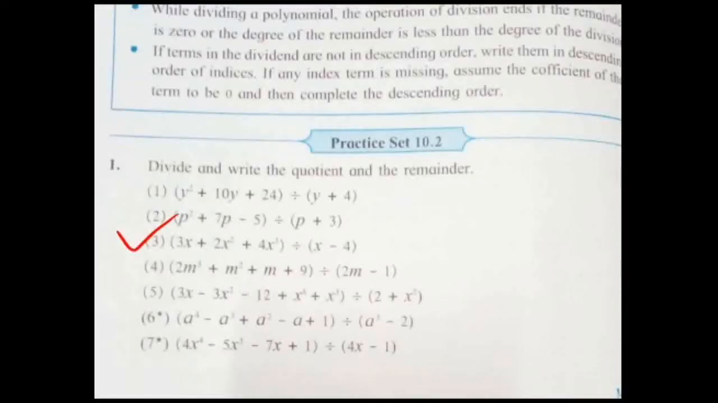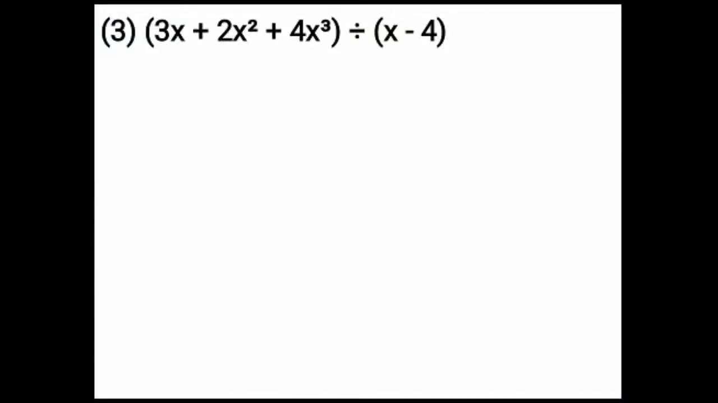Now we will do the third sum directly after teaching the first and second sum. The third one is 3x plus 2x square plus 4x cube divided by x minus 4. In these three terms, which is the greatest index? x cube. Then after that x square is greater, then last is x. You have to arrange this in descending order from bigger to smaller.